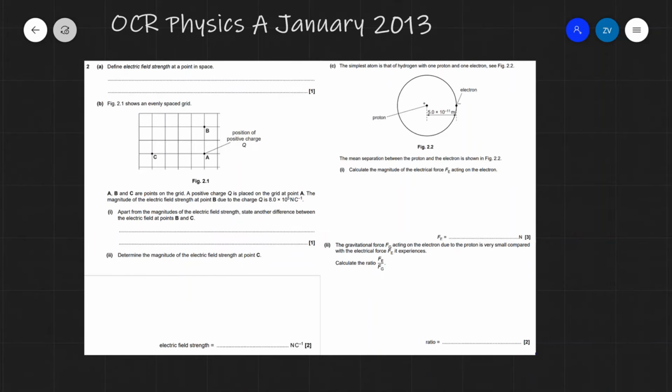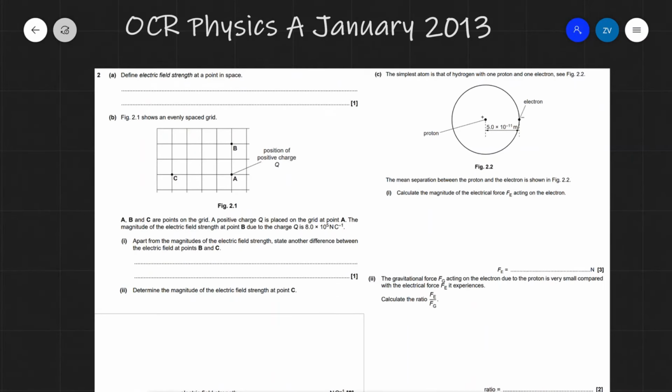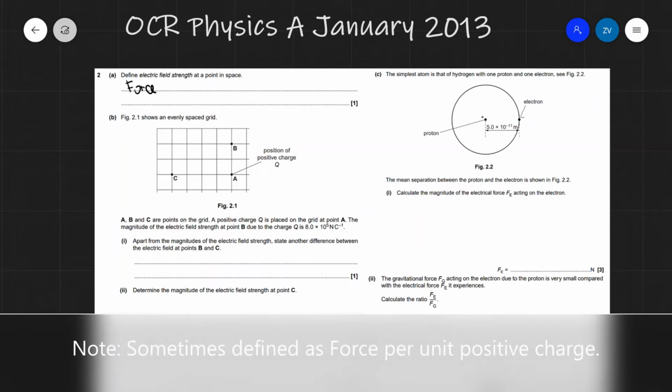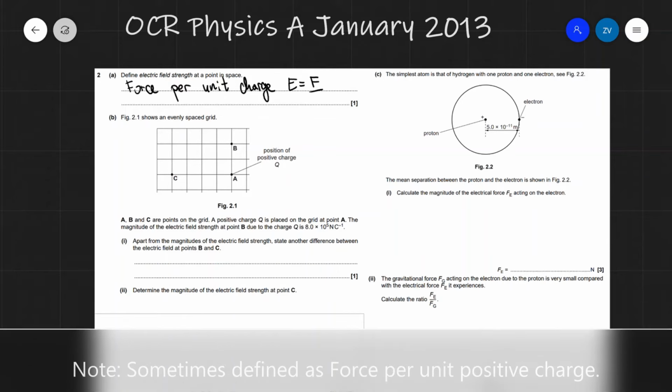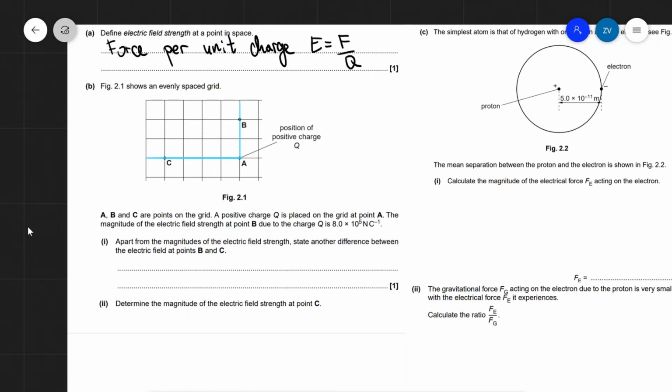Okay guys, so the next question is from OCR Physics A from January 2013. The first part is to once again define the electric field strength at a point in space. So the electric field strength is just the force per unit charge. The equation for it is that the electric field strength is force divided by charge.